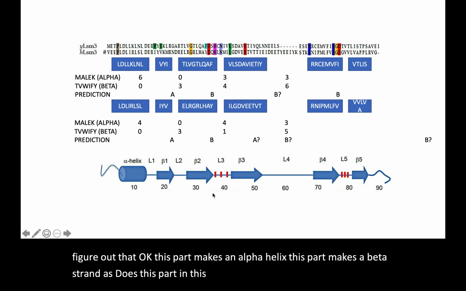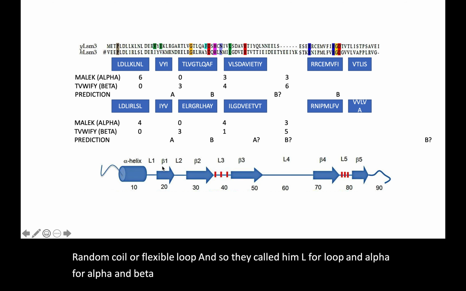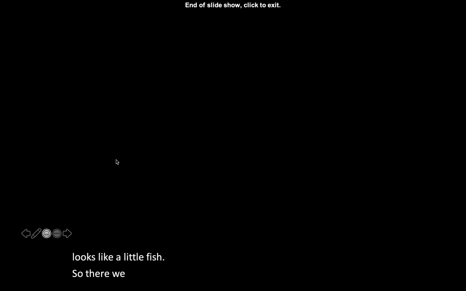Everything in the middle is some kind of random coil or flexible loop, and so they've called them L for loop, and alpha for alpha, and beta for beta. That's the B with a little tail on it, and the alpha looks like a little fish. So there we go. That's our little intro to protein structure. Now we're going to look at this in a different way in the next one.